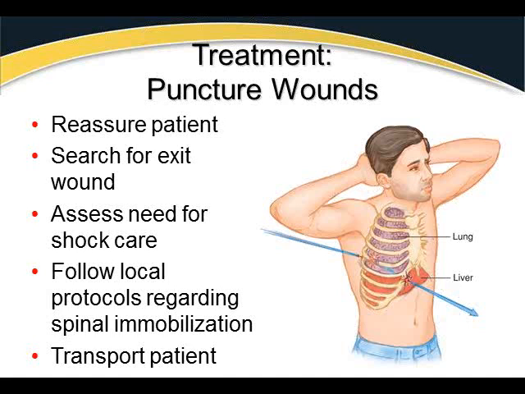Is there any potential for there to be shock? There's all kinds of potential for shock. We have damage to the lung, which has a large vascular component, not to mention we're probably going to have a collapsed lung, and the liver. The liver is so blood rich that it's extremely likely they're going to have a very severe bleed from that. So early shock care is good.